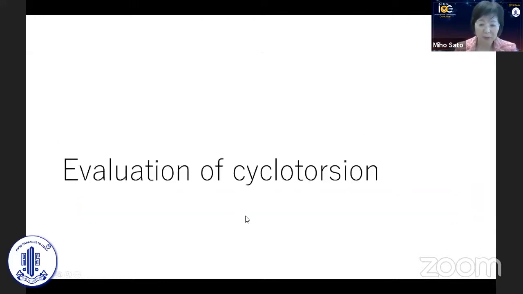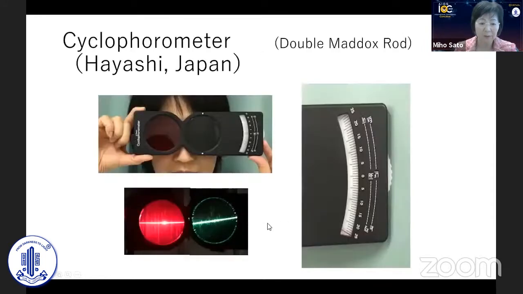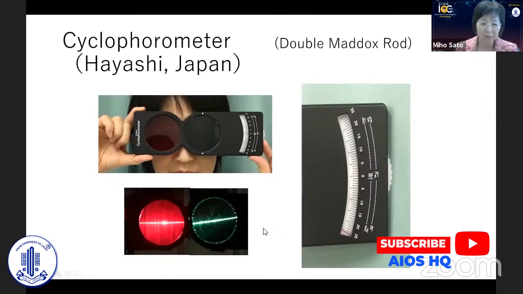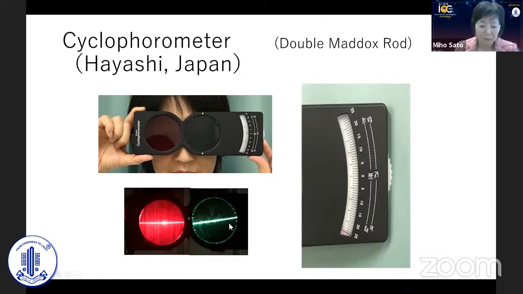So how to evaluate the cyclotorsion? This is an instrument developed by Dr. Hayashi in Japan. It's a kind of double Maddox rod test, but this instrument has very fine scales with 1 degree interval, and the patient can rotate the dial and fix the angle of two lines to parallel. So it is quite subjective and very precise.